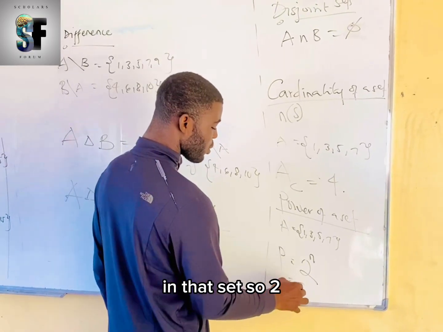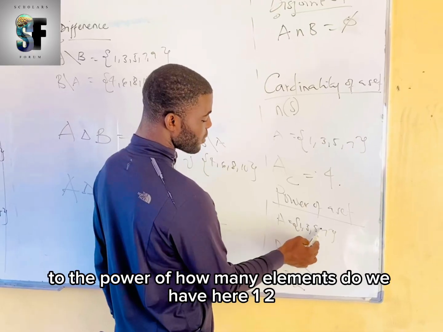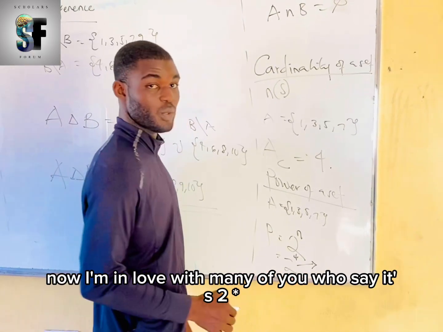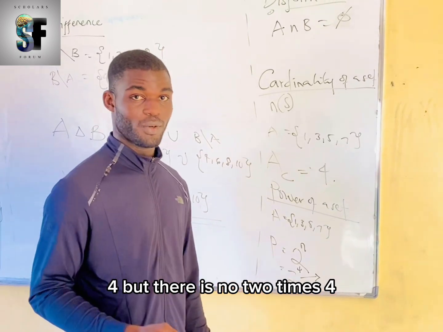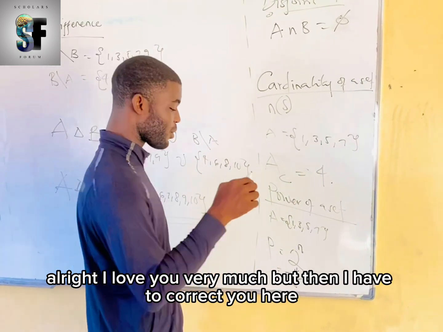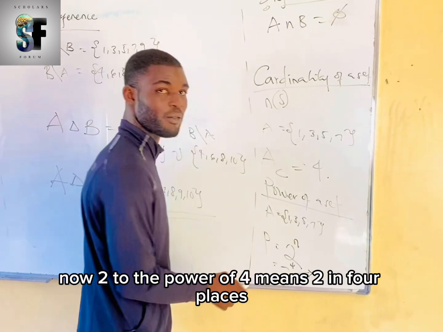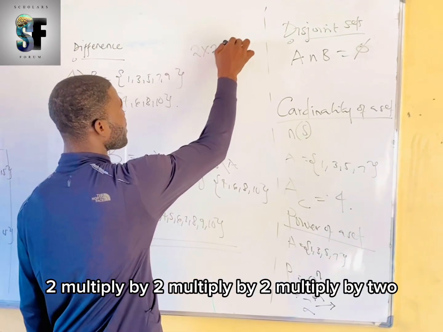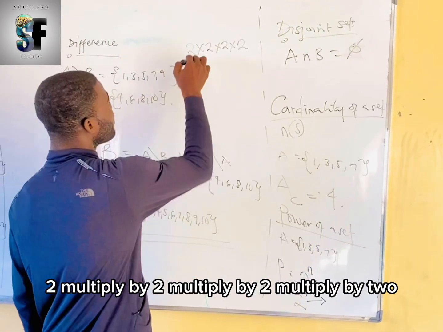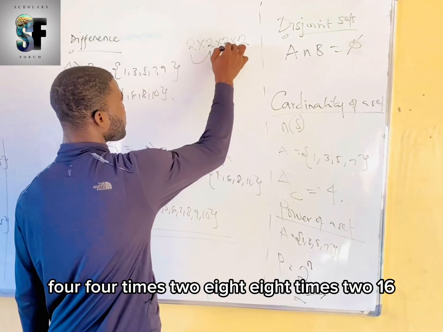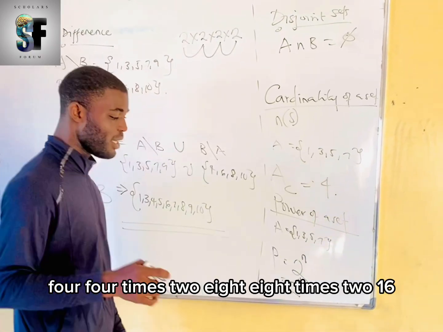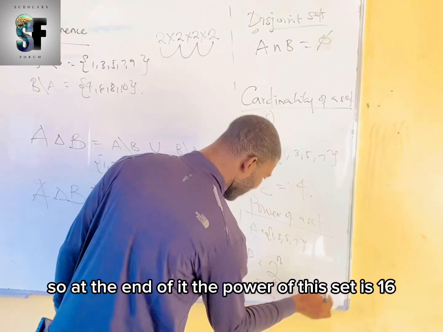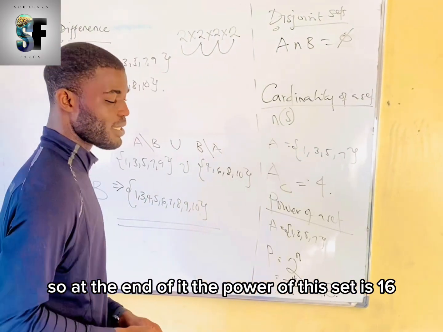So 2 to the power of, how many elements do we have here? 1, 2, 3, 4. 2 to the power of 4. Now, I'm in love with many of you who say it is 2 times 4, but it is not 2 times 4. Alright, I love you very much, but I have to correct you here. Now, 2 to the power of 4 means 2 in 4 places: 2 multiplied by 2, multiplied by 2, multiplied by 2. So 2 times 2 is 4, 4 times 2 is 8, 8 times 2 is 16. Sorry, it's not 8, it's 16. So at the end of it, the power of this set is 16.